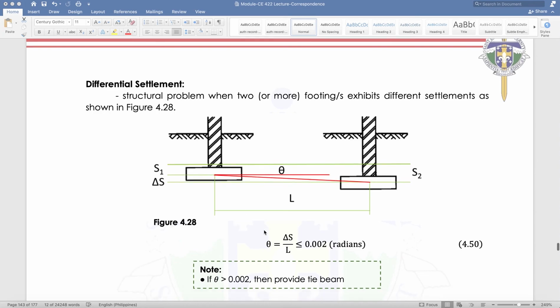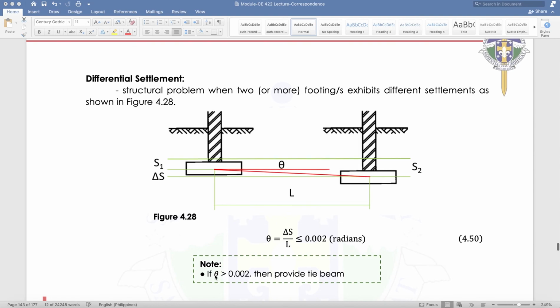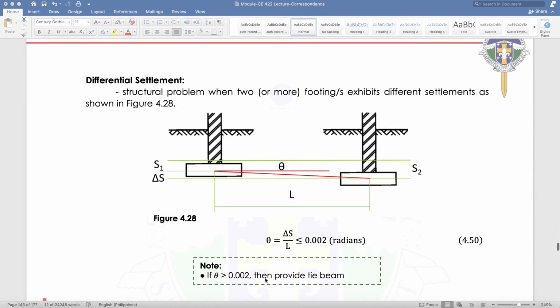But if theta is greater than 0.002, then we need to provide tie beams because the columns and beams of your superstructure are already overstressed and having greater moments, and thus it will be creating an impact to our structure. So, that is where we will have cracks because it is already overstressed. So, we will have cracks because the difference in their elevation is no longer within the limit. Okay?